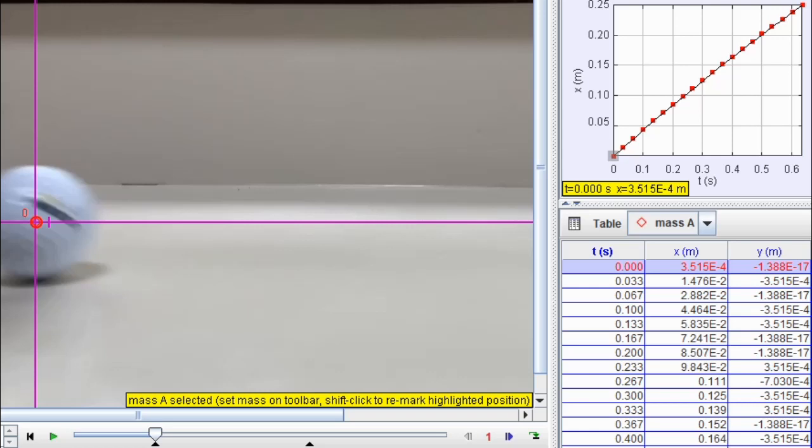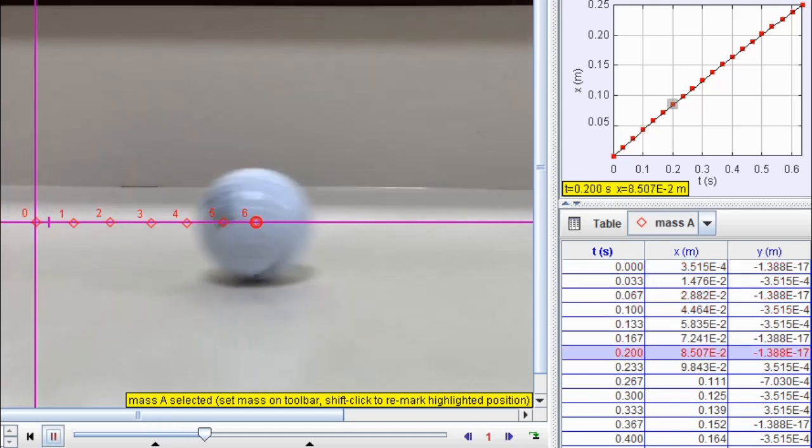Tracker was used to analyze the movement of the ball in the video. The ball was used as a reference for the future frames, and the coordinate system was set so the origin was at the center of the ball in the initial frame. In this coordinate system, the ball moves along the positive x-axis.